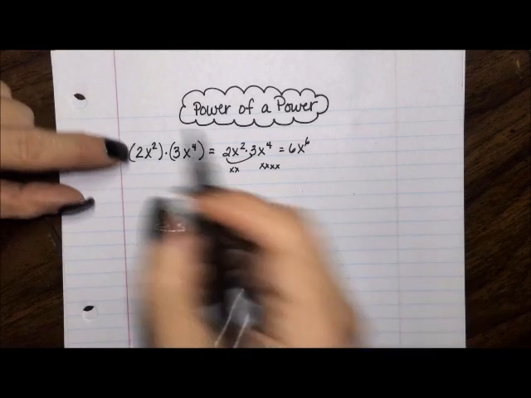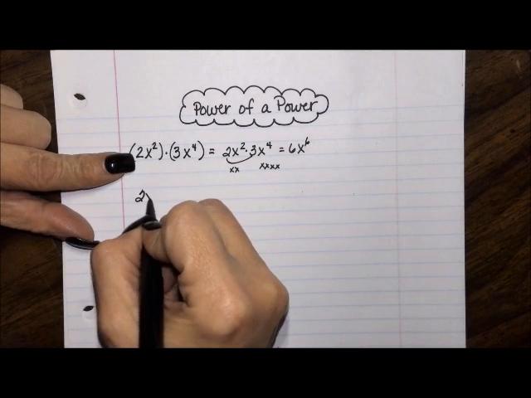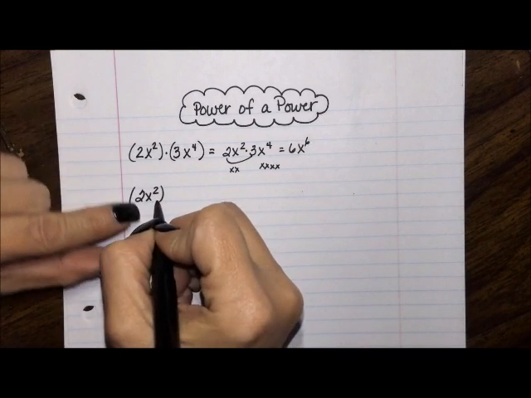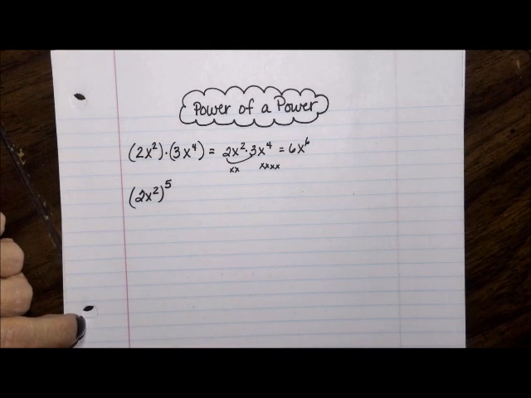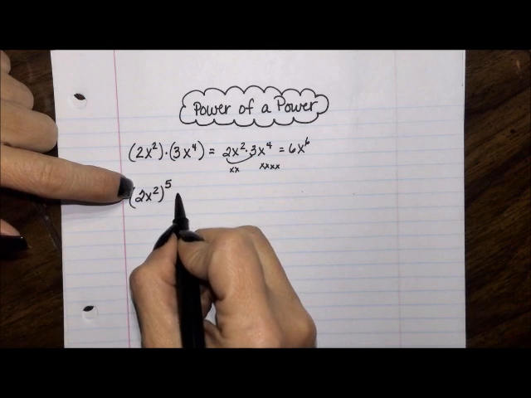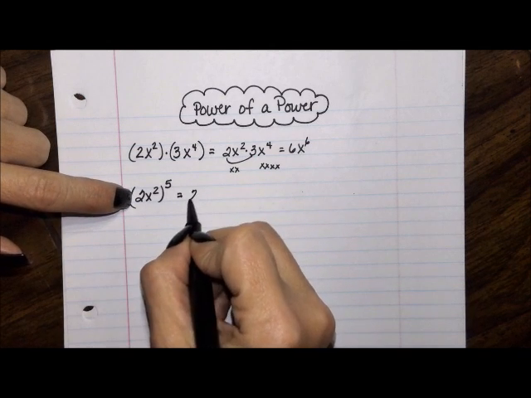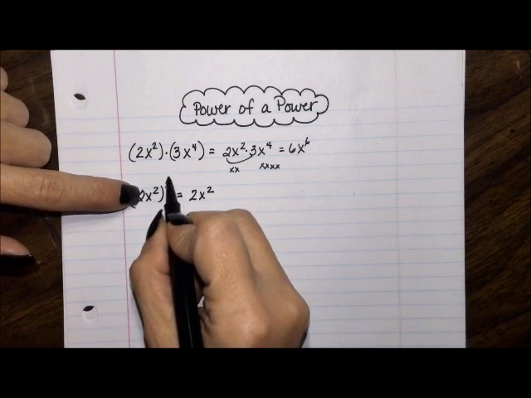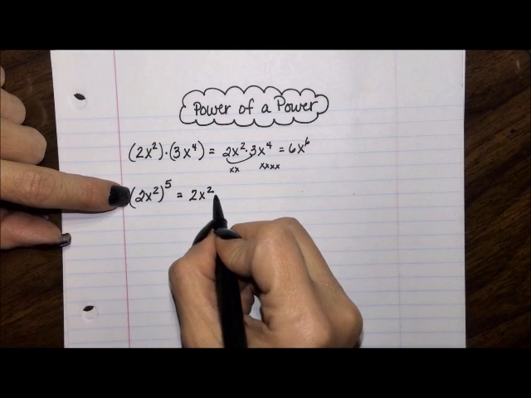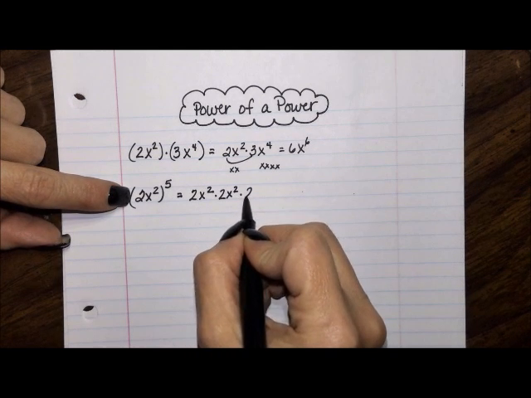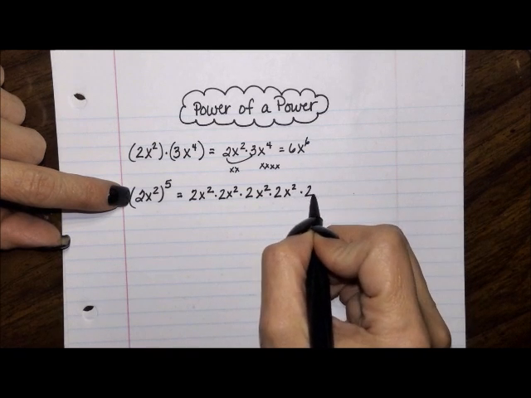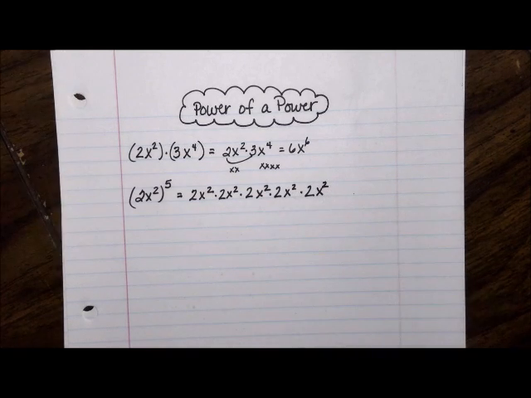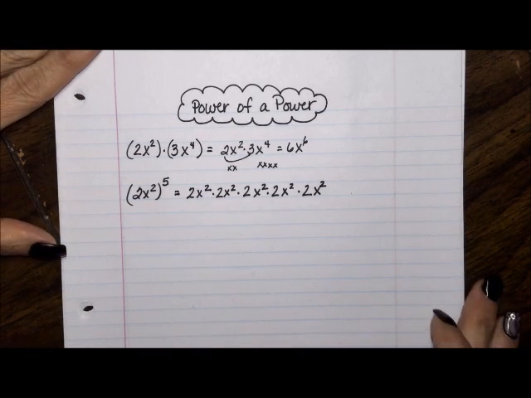A power of a power is when I take something like this 2x squared and I raise it to another power, say to the fifth. So what that means is I'm going to take 2x squared 5 times. 1, 2, 3, 4, 5. 5 times I've got to do that. I'm already looking, where did I put my calculator? It's okay, we're going to do this.